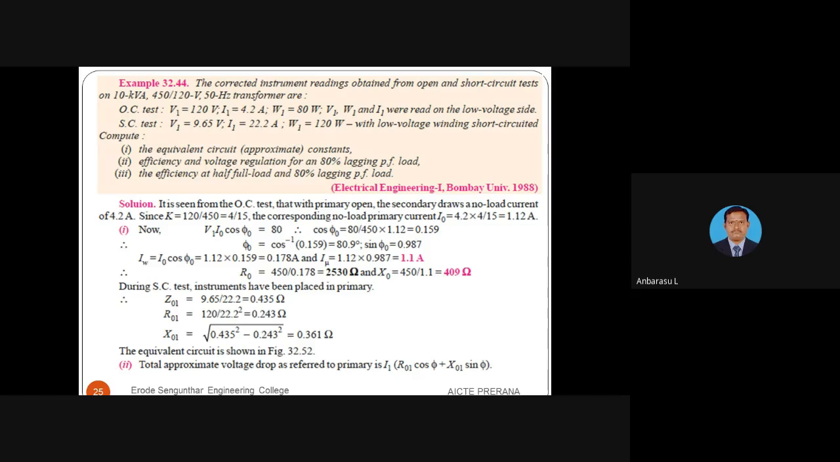During the short circuit test, from that reading, the instruments have been placed in the primary side. Then Z01 equals 9.65 divided by 22.2, we get 0.435 ohm. R01 equals 120 divided by 22.2 square, we get 0.243 ohm. From these parameters we can determine X01 equal to square root of 0.435 square minus 0.243 square, we get 0.361 ohm.